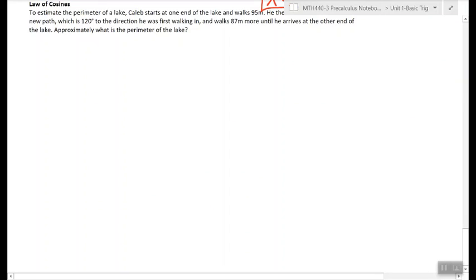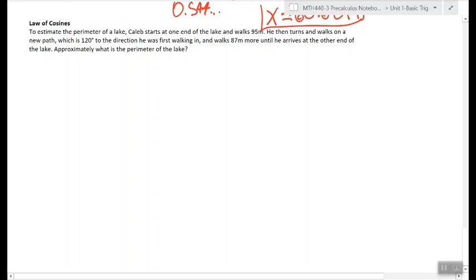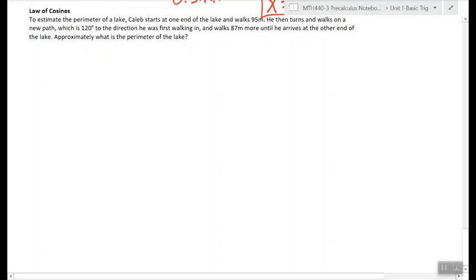Alright, for this problem we will be using the law of cosines. So our word problem is to estimate the perimeter of a lake. Caleb starts at one end of the lake and walks 95 meters. He then turns and walks on a new path which is 120 degrees to the direction he was walking first, and walks 87 more meters until he arrives at the other end of the lake. Approximately, what is the perimeter of the lake?